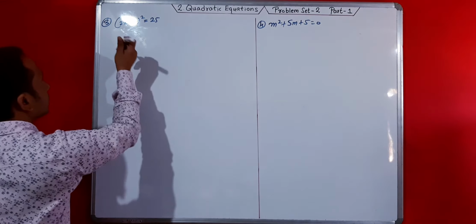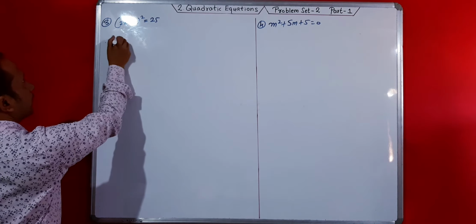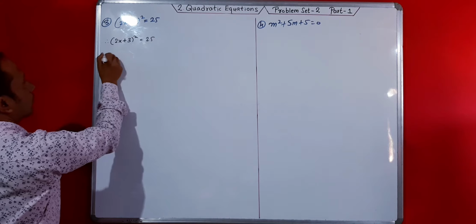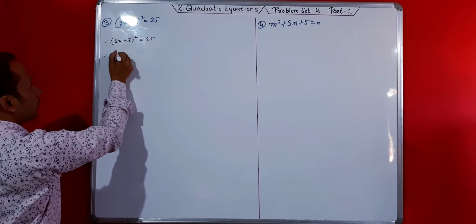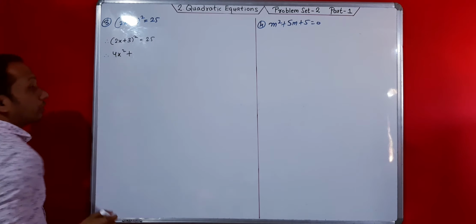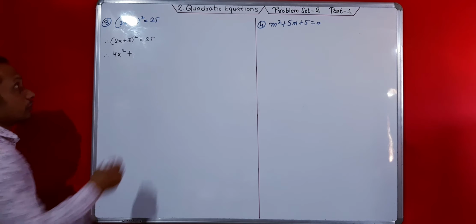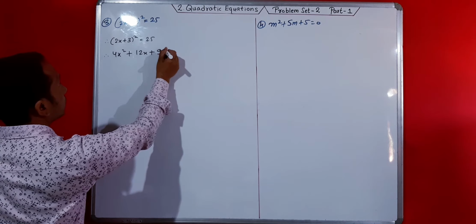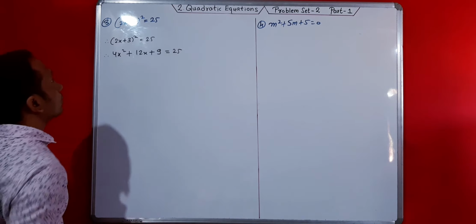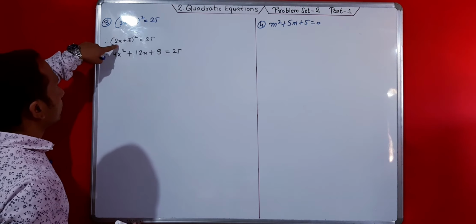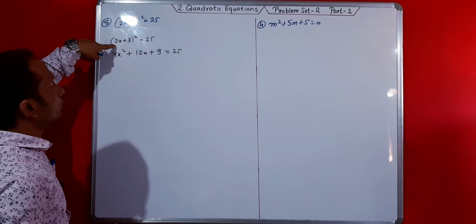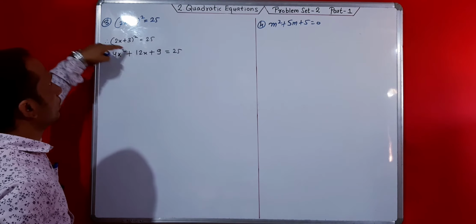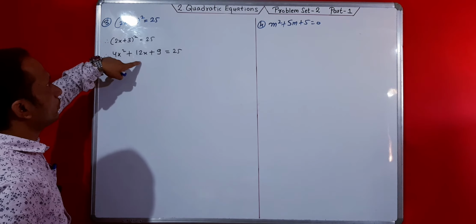So 2x plus 3 bracket square is equal to 25. Therefore do the square of the first, it will be 4x square, then 2 into 2 into 3, so it is 12x, plus 9 is equal to 25. Now see this, 4x square, then 2 into a into b, so it is 12x, because 2 into 3 is 6 and into 2 is 12, and 9.